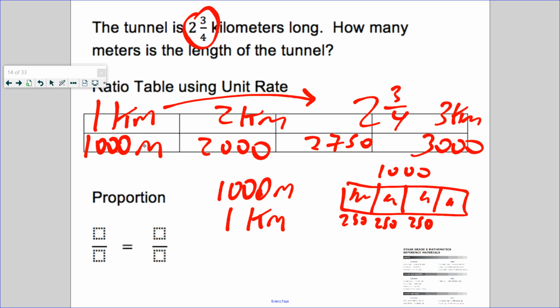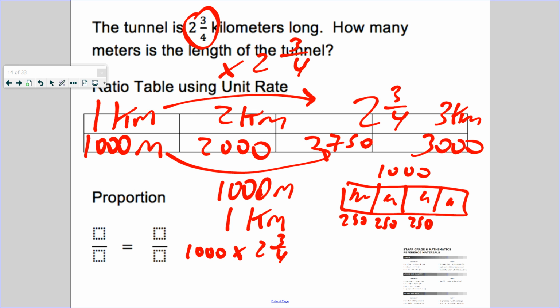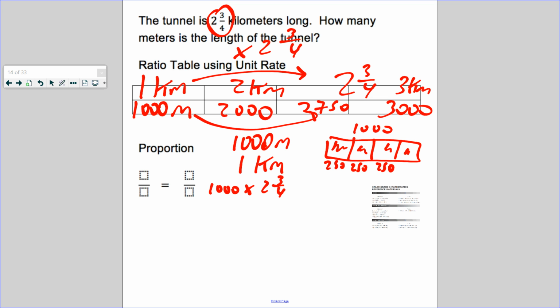Maybe you don't see it that way. Maybe you would rather multiply by a scale factor from 1 kilometer to 2 3/4 by multiplying by the scale factor of 2 3/4. So 1,000 times 2 3/4. Do you know what decimal is 3/4? 0.75. So if you multiply 1,000 times 2.75, that'd be 275 with 3 zeros following it. There are 2 places behind the decimal, so you move the decimal 2 places. That's where you get 2,750. Many ways to solve it. You can estimate. You can do a relationship.